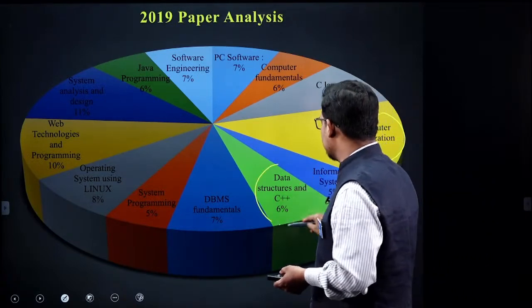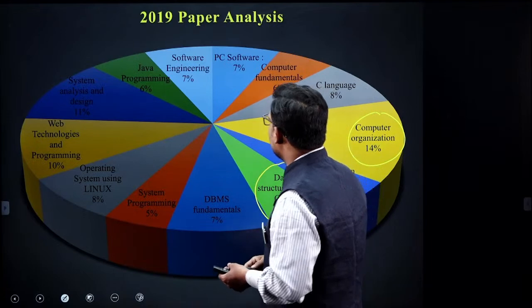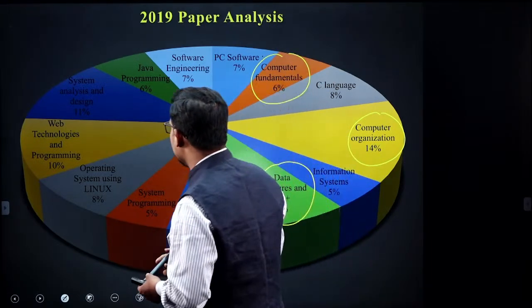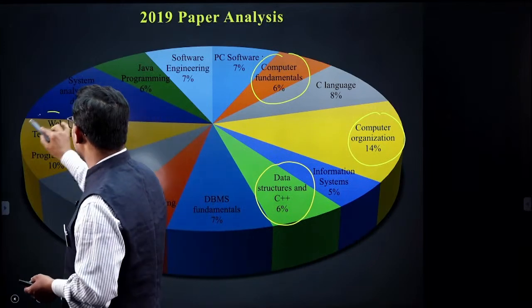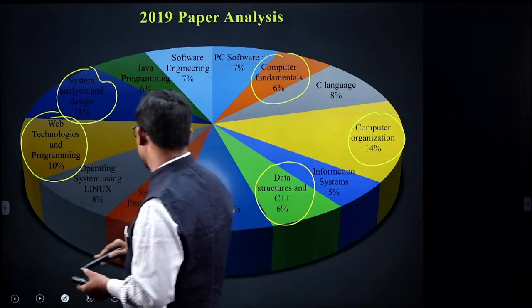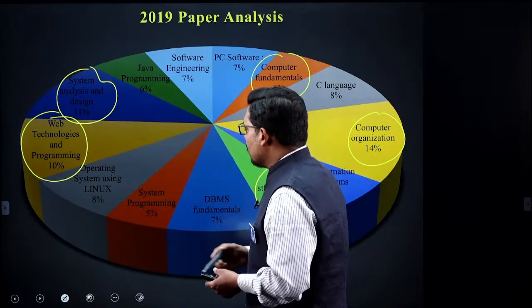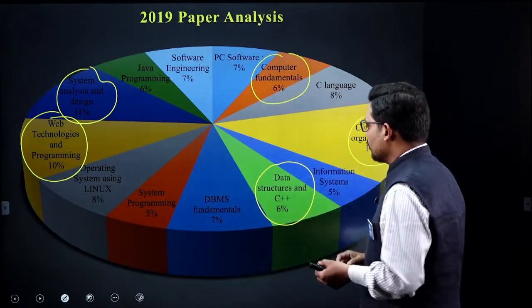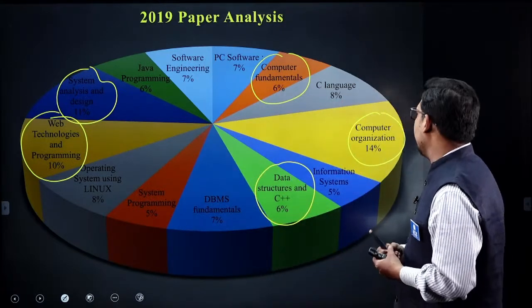Data structure and C++ 6%. Computer fundamentals, so 6% of the questions are from there. Web technology again, system design is consistent here, 11%. Web technology is 10%, previously it was 6%, but now there are more questions. So now, is it giving us a pattern?